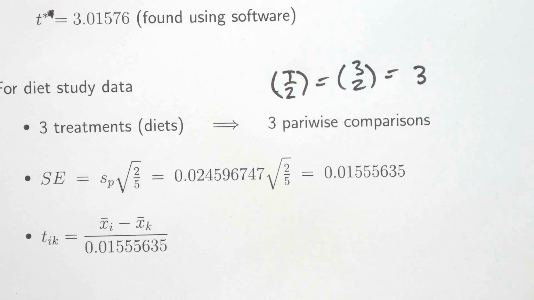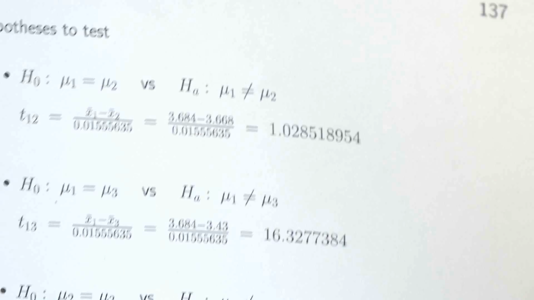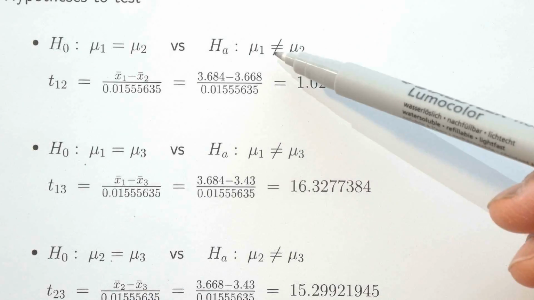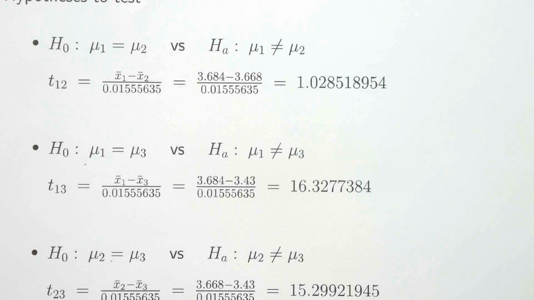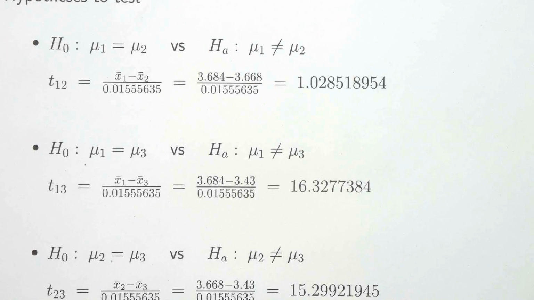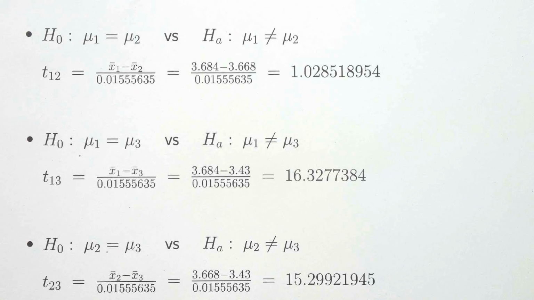So, what are the hypotheses we want to test? Well, we need to compare mu1 to mu2, mu1 to mu3, and mu2 to mu3. When we're doing these pairwise comparisons, we're always doing two-sided comparisons, which is why declaring things different is easy. It's just comparing the magnitude of our test statistic against the T star or T star star.